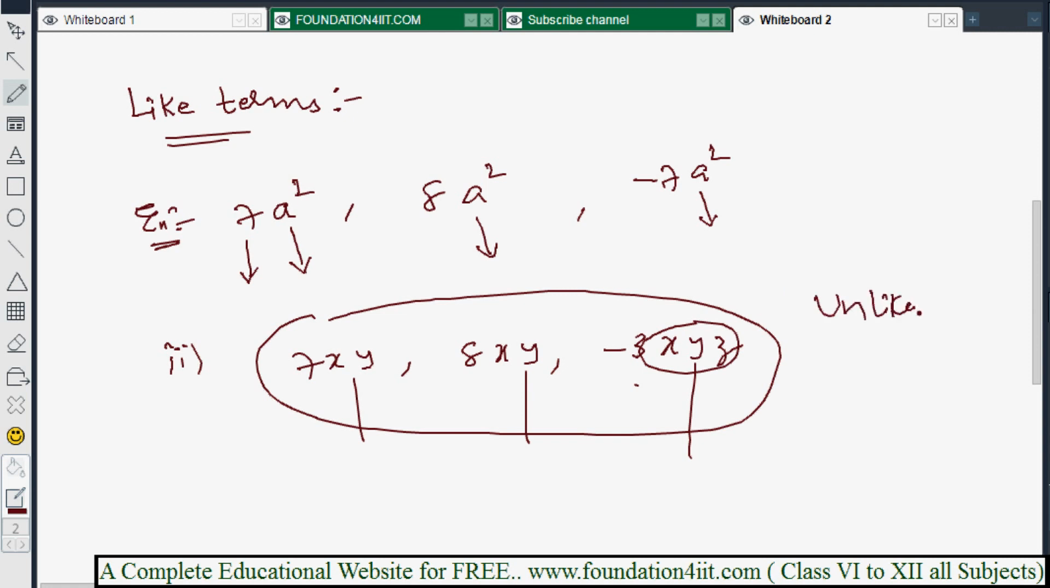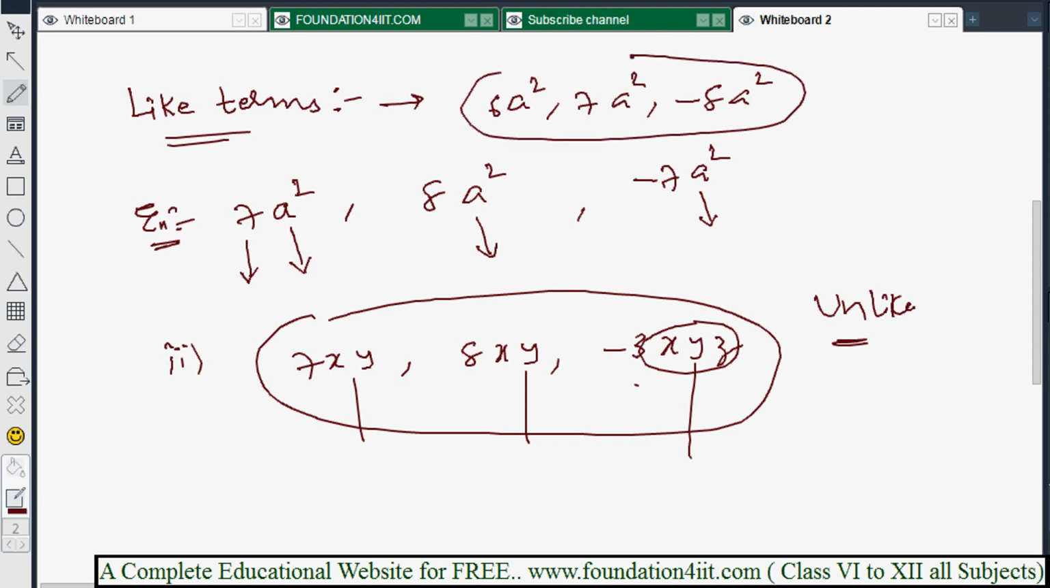So like terms means the terms having the same literal coefficient are called like terms, otherwise they're unlike terms. Now with the same literal coefficient, they're all like terms. Okay, 6a square, 7a square, minus 8a square, these also come under like terms, the same literal value. So terms having the same literal coefficients are called like, otherwise they are called unlike terms. This way we can explain like terms and unlike terms.